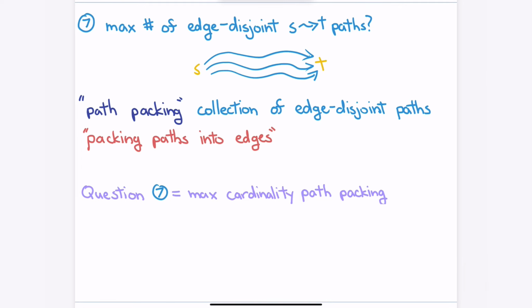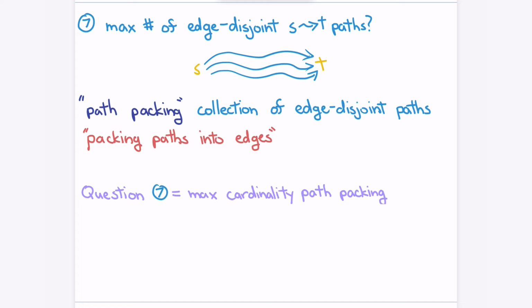But let me frame it a little bit differently. If you took it with me, then this is how you saw it. So what is the maximum number of edge disjoint paths? I think of this as a packing problem, where you can take S to T paths. You can pick any S to T path that you want, and you want to take as many as possible so that they don't share any edge.